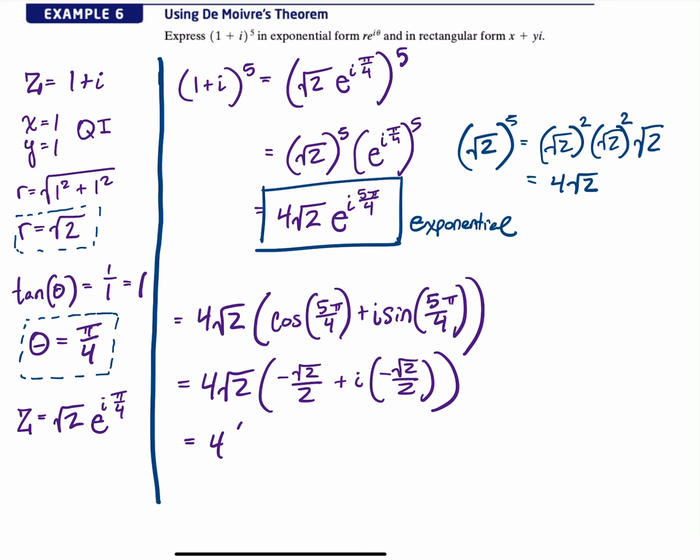So this will be like 4 times negative 2 over 2. Since the root 2 times root 2 gives us a 2 and we have a negative, the same thing will happen to the second term. So we can say 4 times i times negative 2 over 2. So those will just become negative 1's. So that means we should have negative 4 minus 4i as our rectangular value.